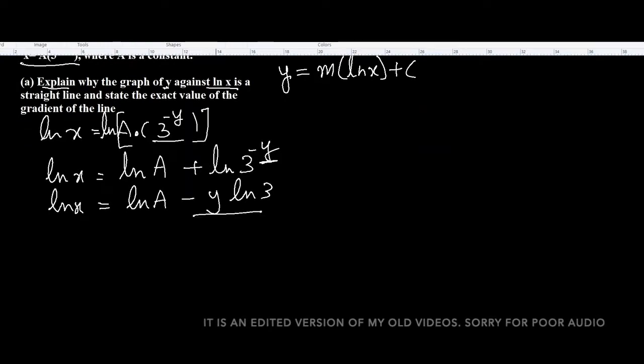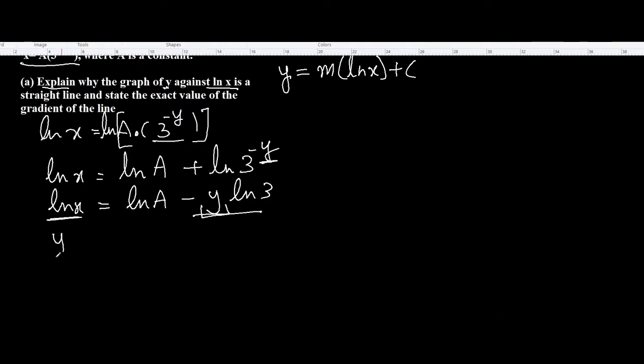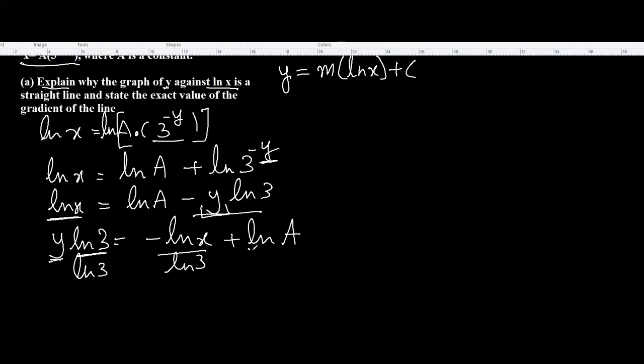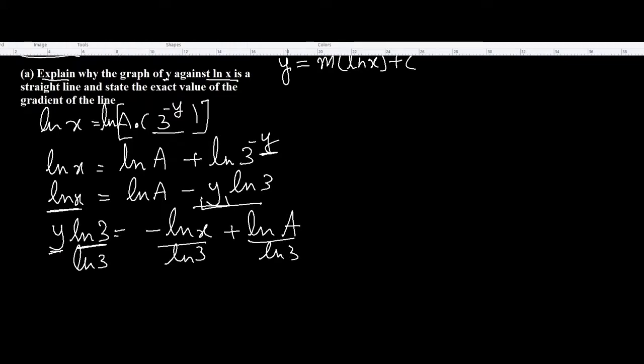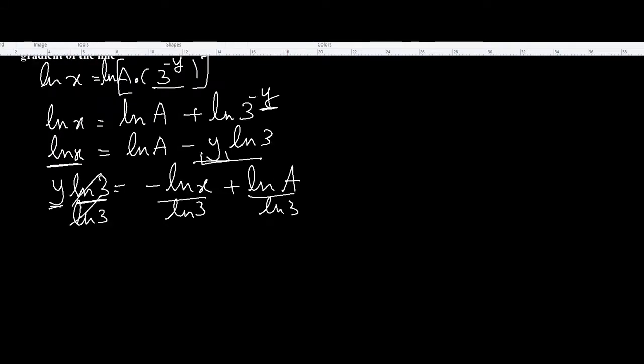And let's bring it to the left side so that I can isolate y. So, and we'll bring ln x to the right side. So y ln 3 equal minus ln x plus ln a, right? So I need to isolate this, so I'll remove ln 3 from here. So we'll divide by ln 3 on both sides. So y is alone now, so y equal to minus 1 over ln 3 ln x plus ln a over ln 3.